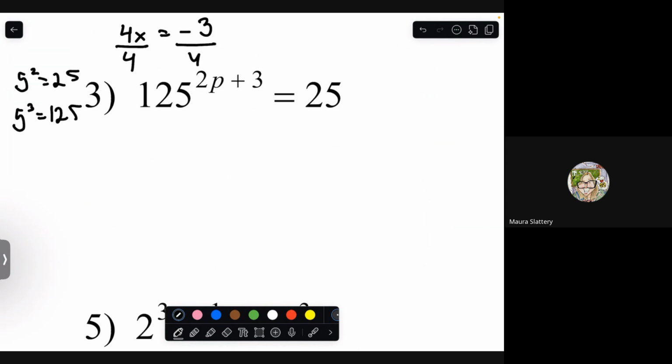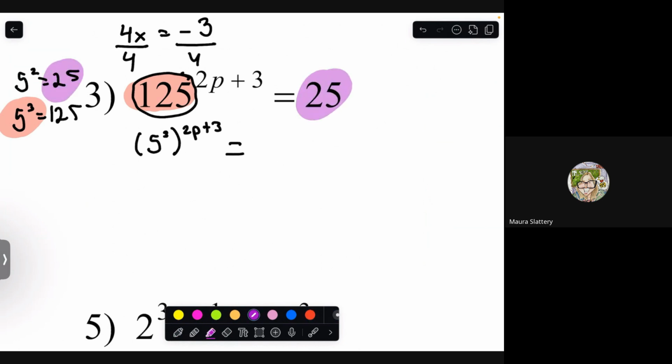Okay, so anywho, what we're going to do is replace this 125 with 5 cubed. So I end up with 5 cubed raised to the power of 2p plus 3. And then I'm going to replace 25 with what? What do we think? 5 squared. Yep. So we're going to put a 5 squared there.